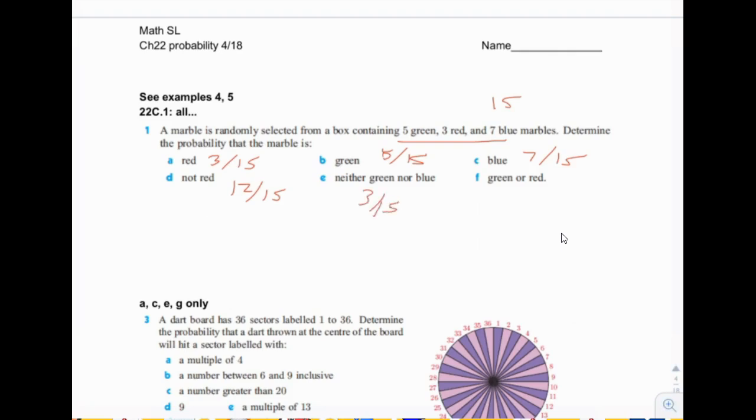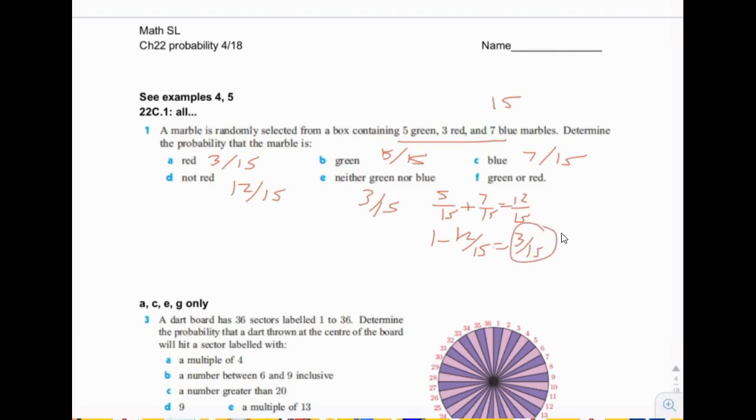Another way you could do this one is, you could say, oh, well, green and blue would be 5 over 15 plus 7 over 15, and that totals up to 12 over 15, right? And then you say, okay, now I'm going to say 1 minus 12 over 15. That will give me 3 over 15, and that happens to be this, right?